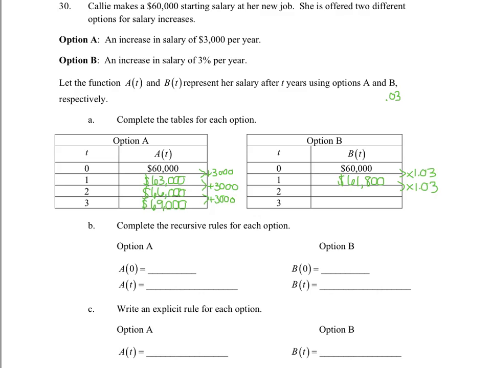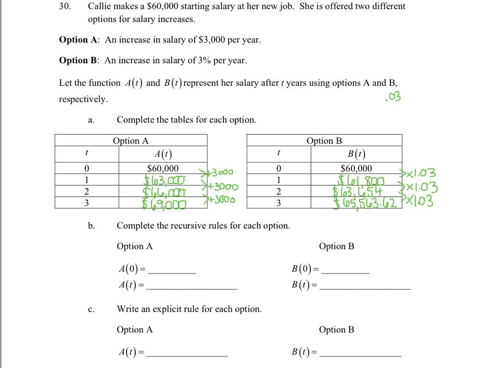So really, I'm multiplying by 103% because I'm increasing by 3%. So 61,800 times 1.03 is 63,654. And if I multiply that by 1.03, I'm going to get $65,563.62.